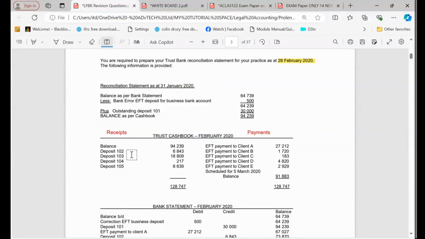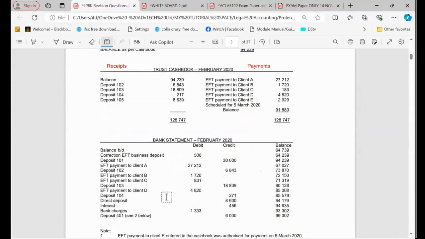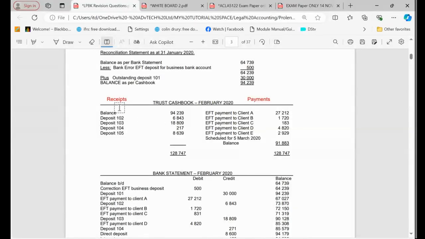So now, we are finding outstanding deposits. How do we find the outstanding deposits? We compare the deposits together with the bank statement. And you must always start from the cash book to the bank statement, not from the bank statement to the cash book. You understand what I mean? Okay. For you to find the outstanding deposits, you compare from the cash book to the bank statement. Are you with me? Yes. So let's start.